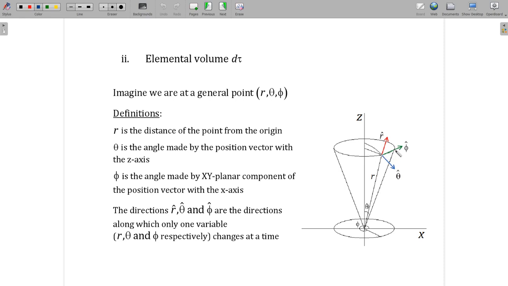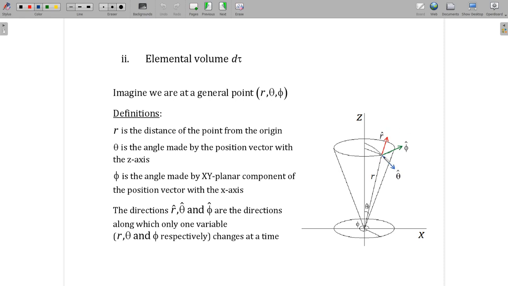So if I move in the counterclockwise direction, I increase phi. If I move in the clockwise direction, I decrease phi. So it's also quite obvious that if phi cap is the direction in which phi increases, minus phi cap would be the direction in which phi decreases. So minus phi cap would point exactly the opposite direction, because if I move clockwise, phi decreases.